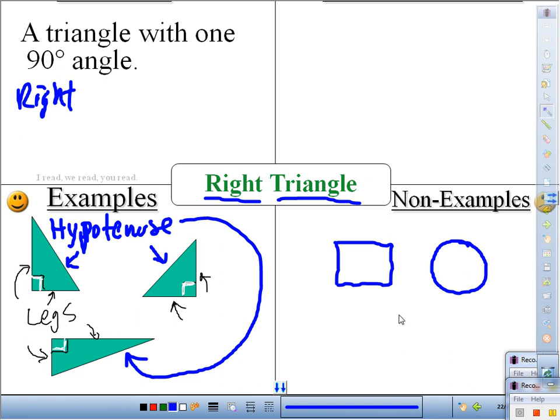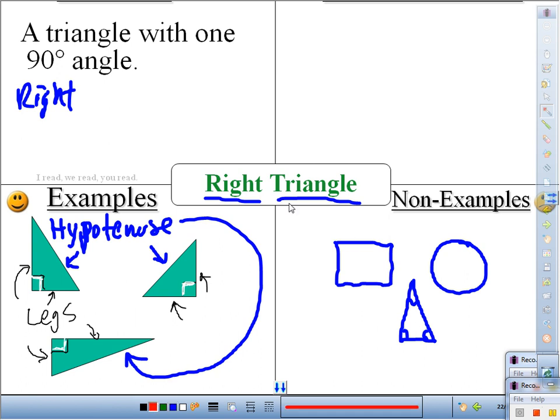Oh, an acute triangle. So here's an acute triangle. An acute triangle is a triangle that has three angles that are less than 90 degrees. So this angle is less than 90 degrees. This one is less than 90 degrees. This one is less than 90 degrees. So yeah, I'll take that. That's fine.